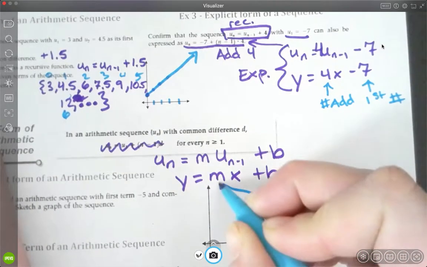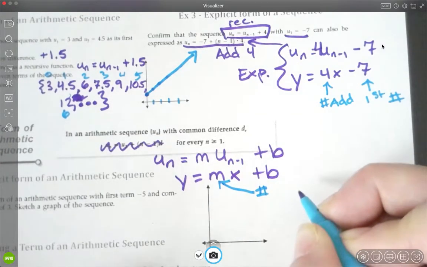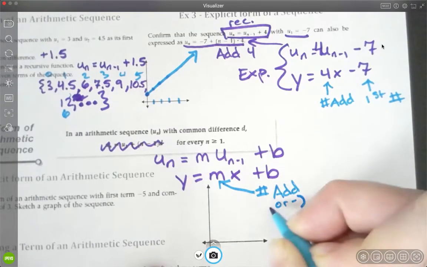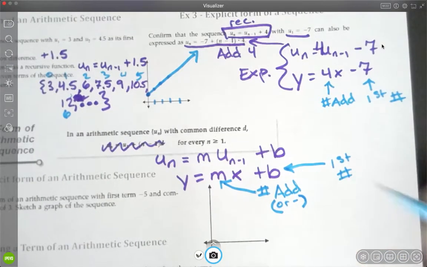So m is standing for the slope, but for a sequence, it is the number you are adding or subtracting each time. And b is the first number, starting number, okay? That's the formula, right? Now, I like explicit, even though explicit maybe is just a touch harder than what recursive was. I like explicit because if I say, find me the 101st term, you just plug 101 in there, depending upon what your first term is defined as, okay?